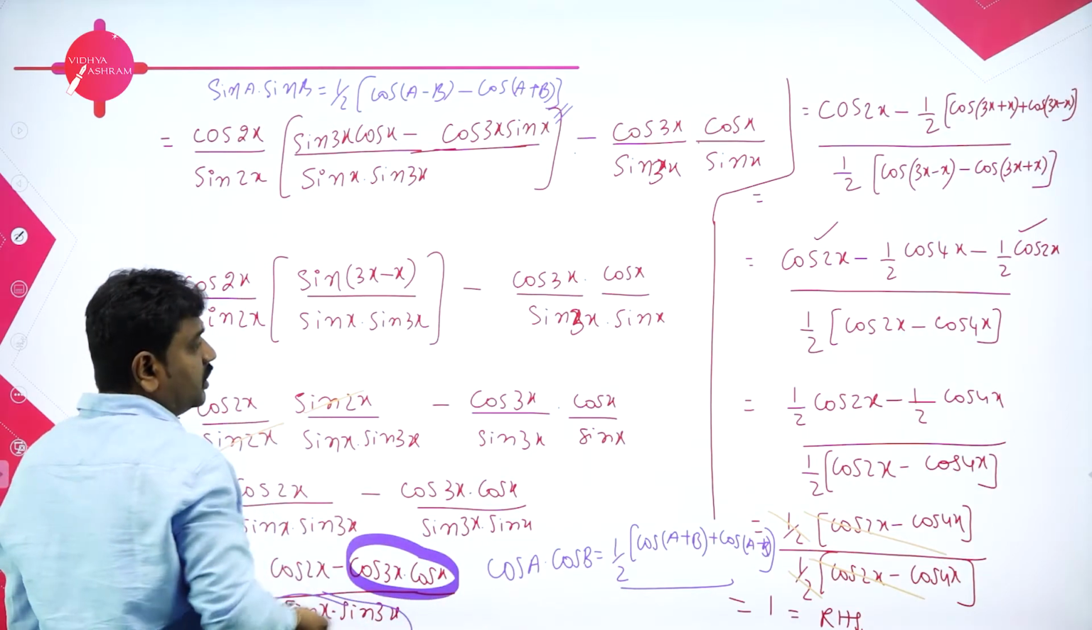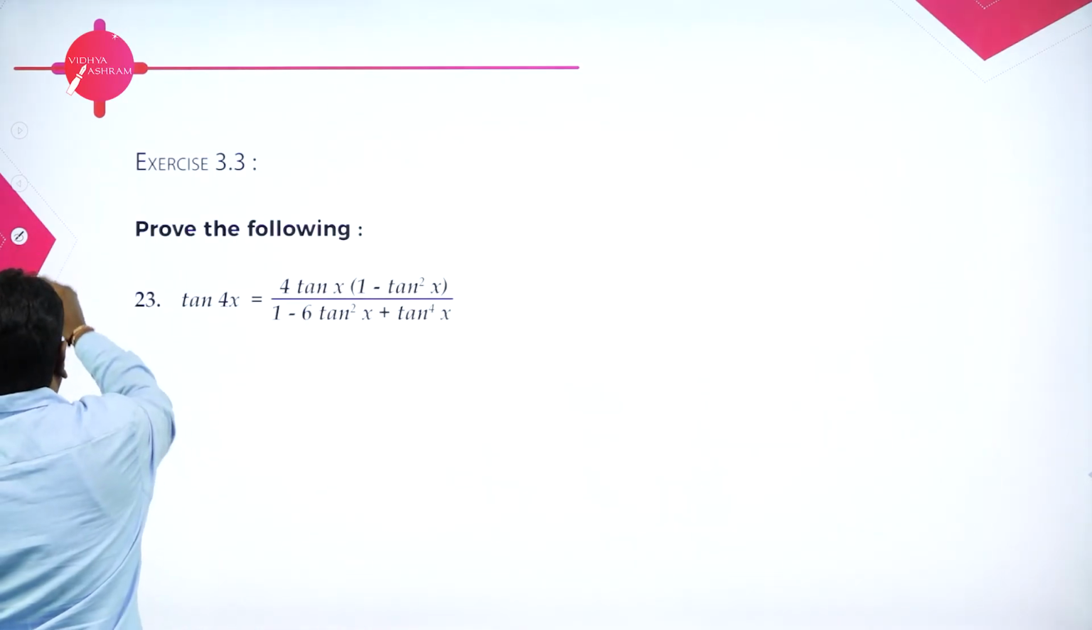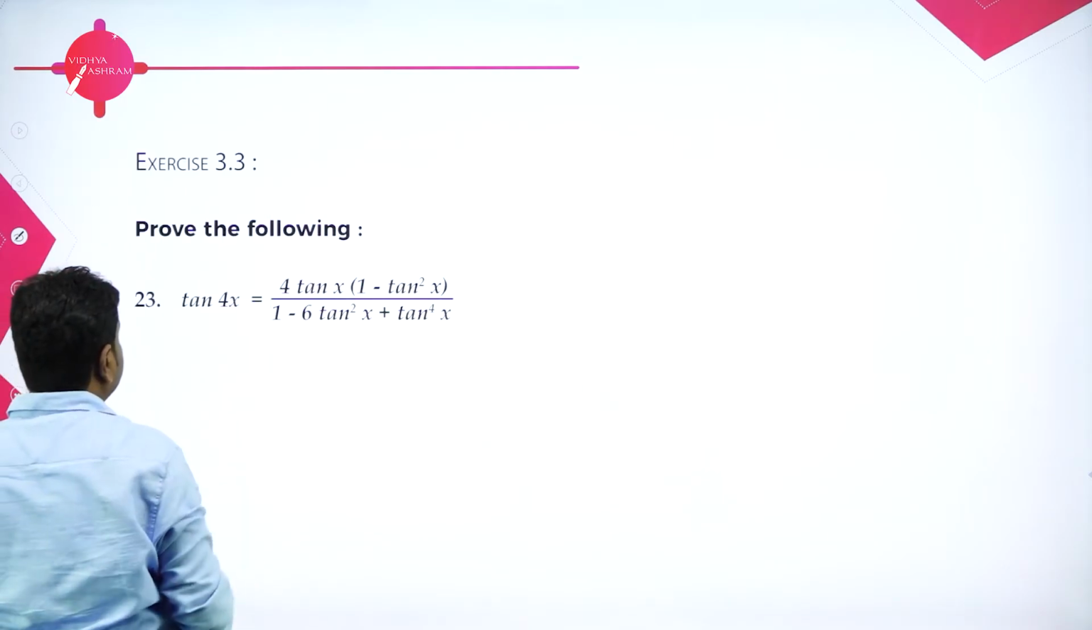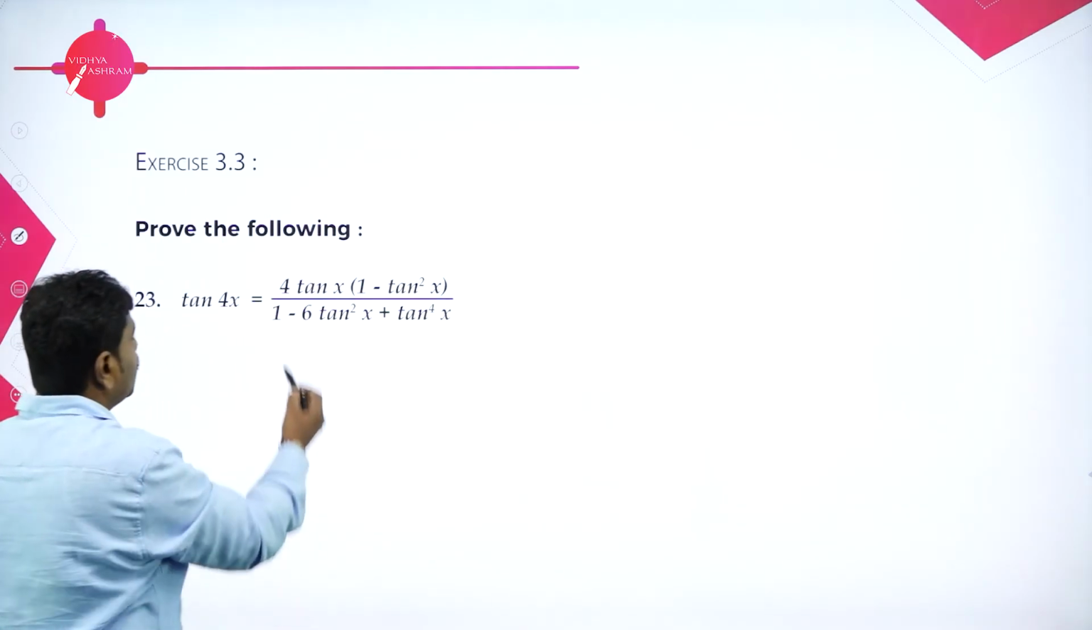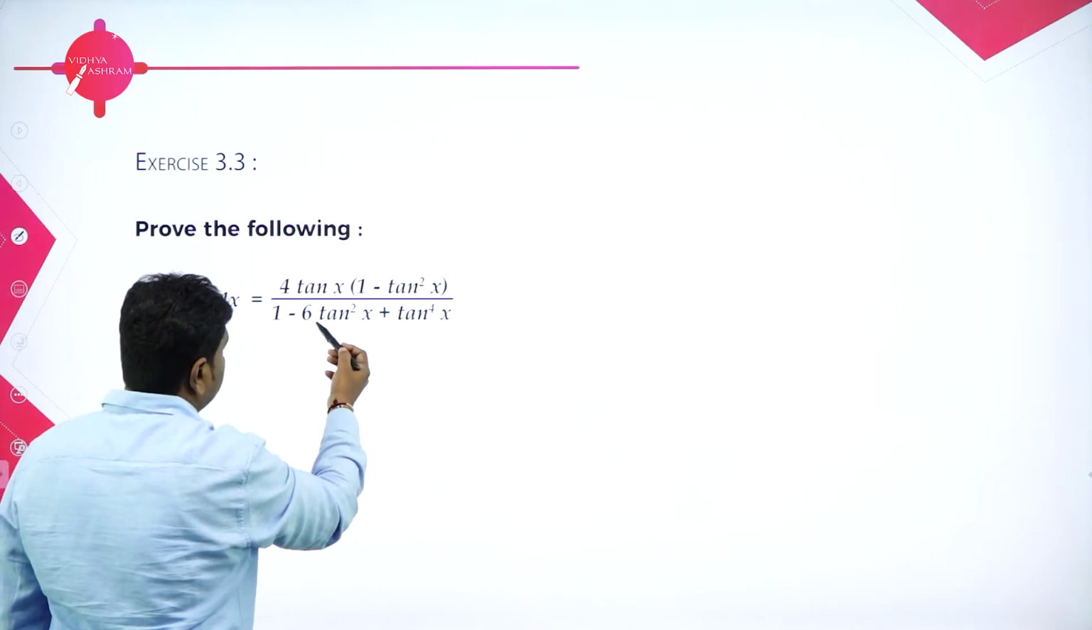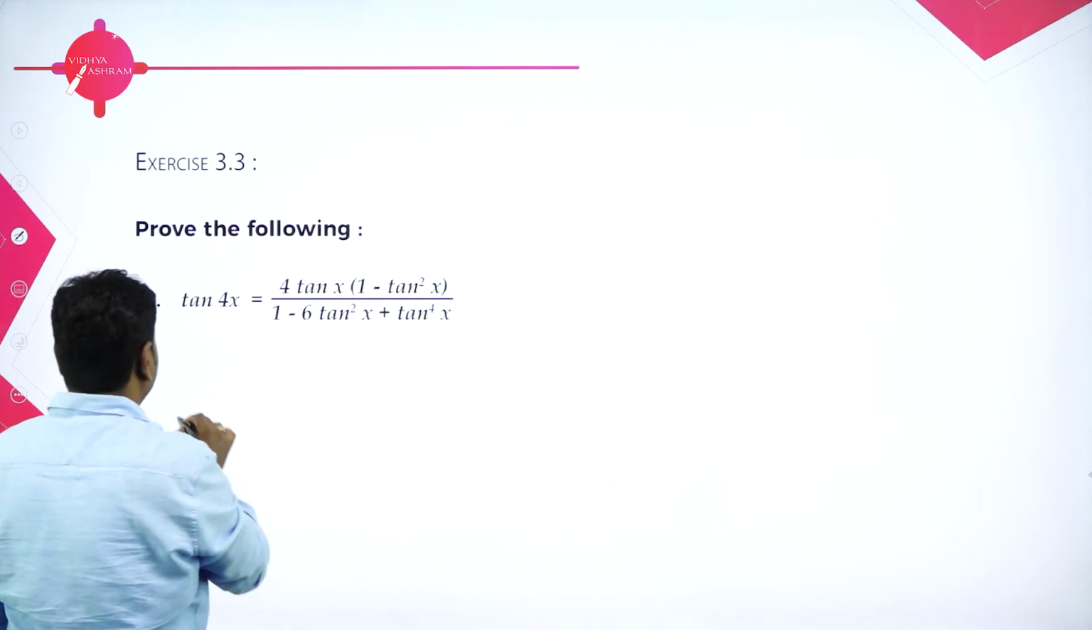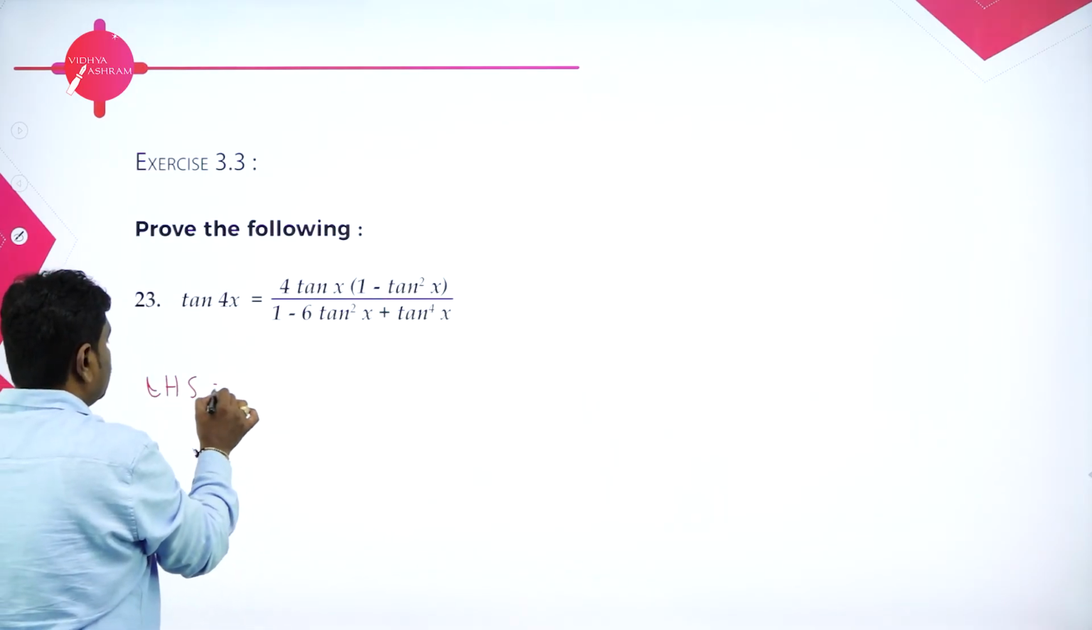So, I hope all of you understood this. Now, next problem. Tan 4x, you need to prove it as 4 tan x into 1 minus tan square x by 1 minus 6 tan square x plus tan power 4x. Take LHS. So, tan 4x.